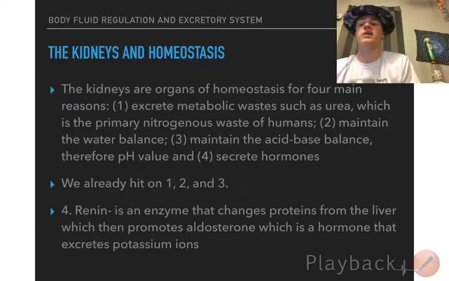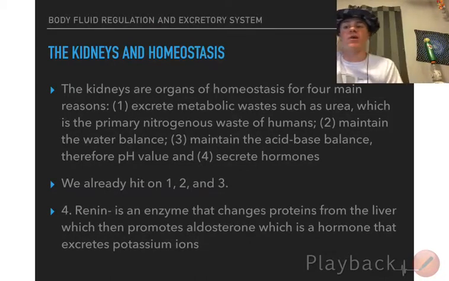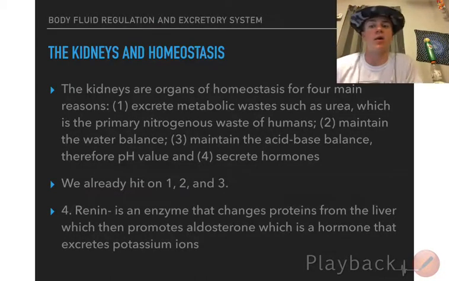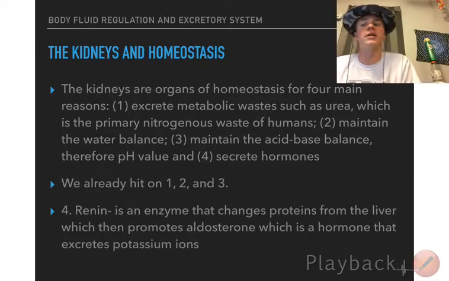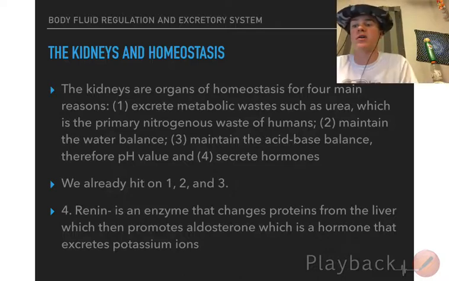All right, the kidneys and homeostasis. The kidneys are organs of homeostasis for four main reasons. They excrete metabolic waste, such as urea, which is the primary nitrogenous waste of humans. They maintain water balance, maintain the acid-base balance, and therefore the pH value, and of course, they secrete hormones. We already hit on 1, 2, and 3. The last one to talk about is 4.